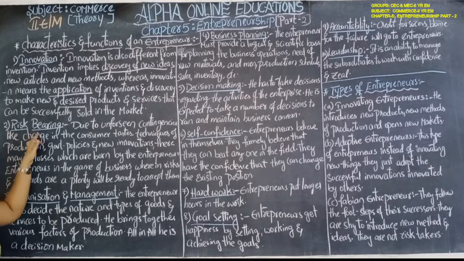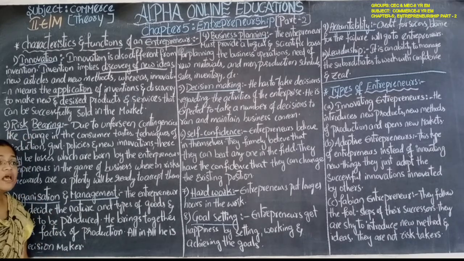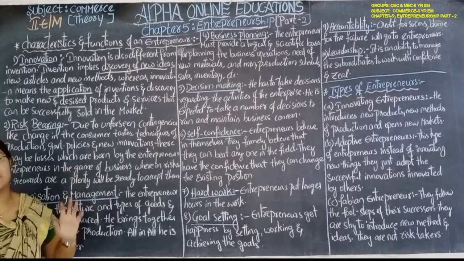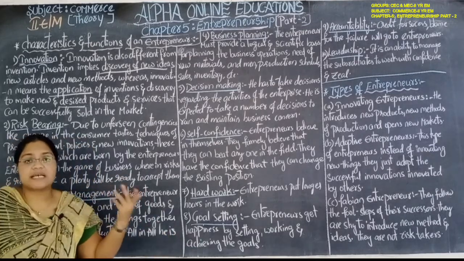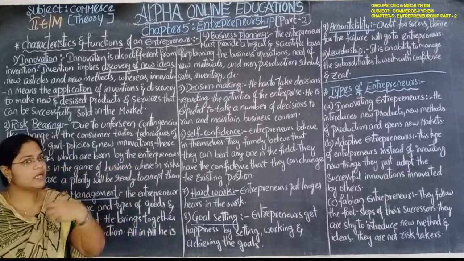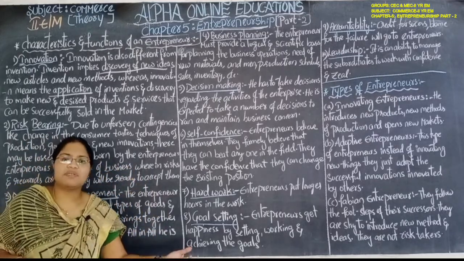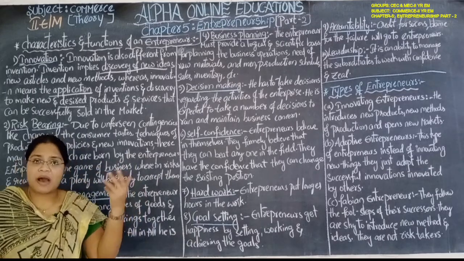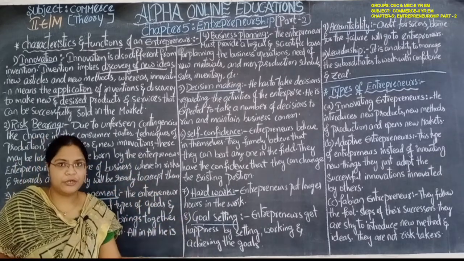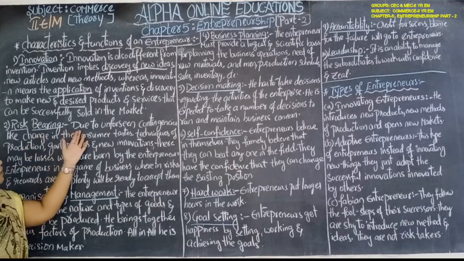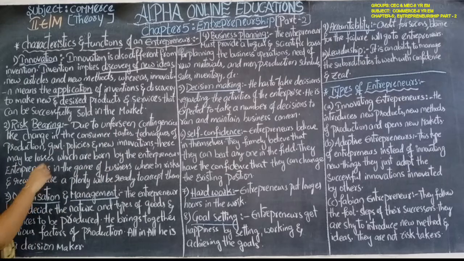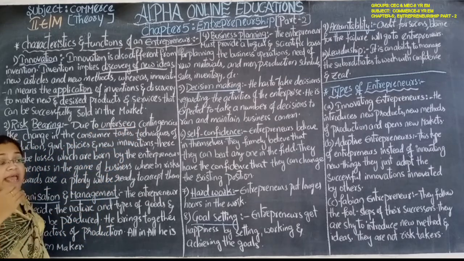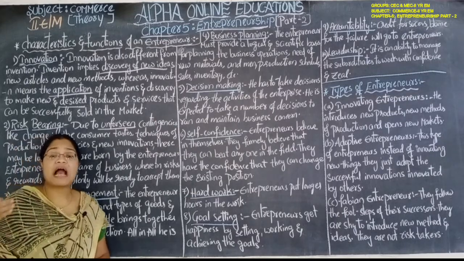Next, risk bearing. Risk bearing means the entrepreneur is a risk taker. If there is a success in the business, he will take the goodwill. If there is a failure in the business, he will take the blame, as by him only the business came to failure. So he is the risk bearer, due to unforeseen contingencies. Unforeseen means without having foresight. Foresight means estimating something that is going to happen in the future.